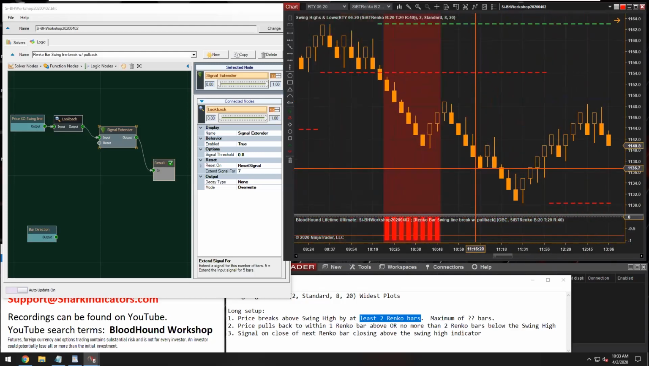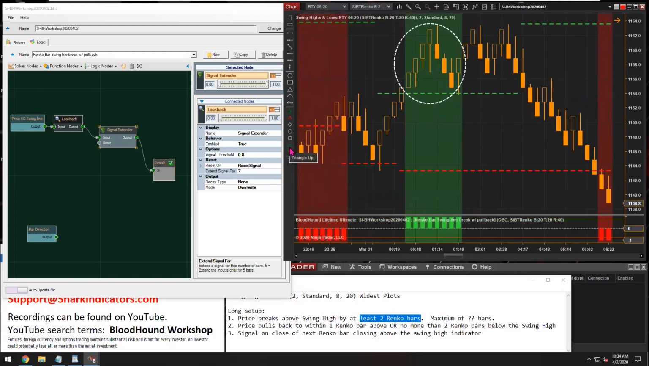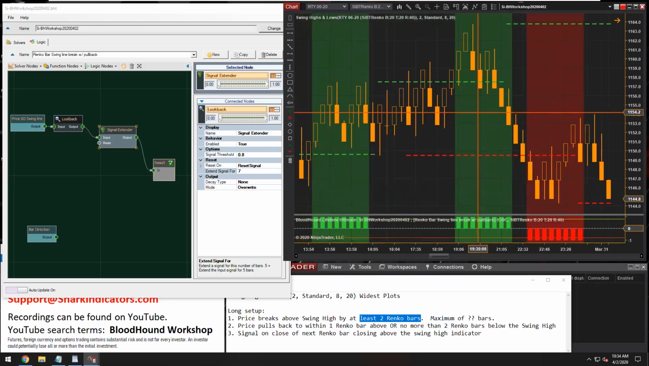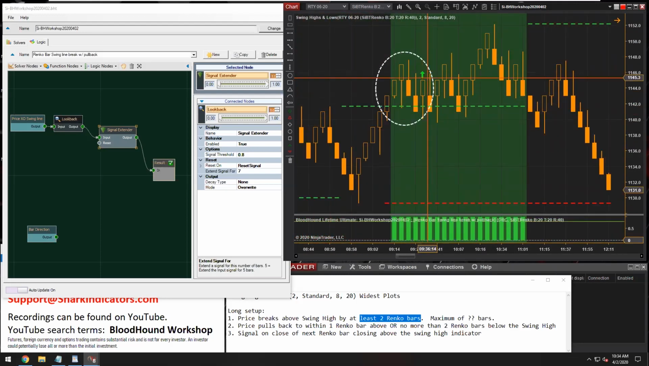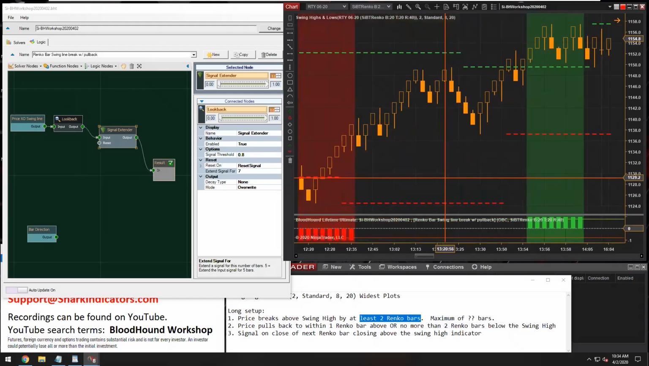And let's scroll back here. I should mark on here. There we go. Wrong marker. There we go, we want the green arrow. So that's where we want to see the long signal for that. And let me go back here. That is where we want to see the long signal for that. Okay.